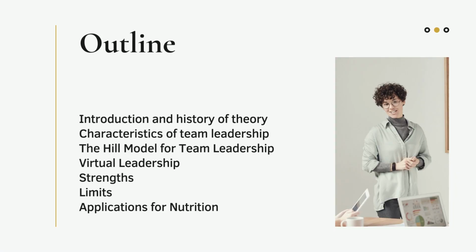So, we're just going to start with an introduction and a brief history of the theory. We'll then talk about some characteristics of team leadership. We'll discuss the Hill model for team leadership, as well as virtual leadership, which is something that the book kind of dived into quite a bit. And then we'll get into the strengths and limitations and the applications for nutrition and dietetics.